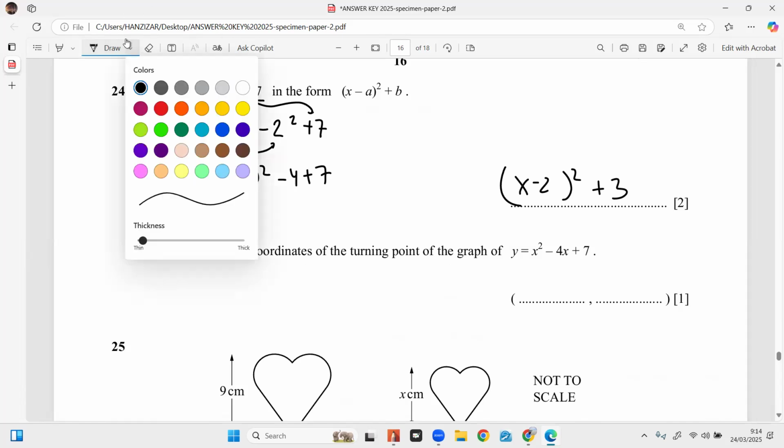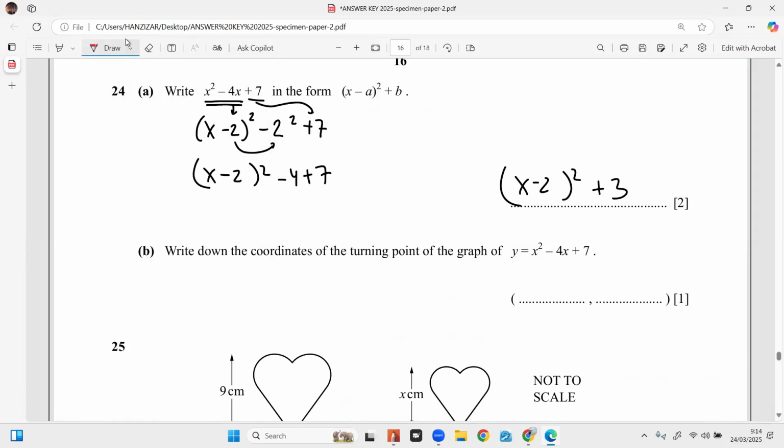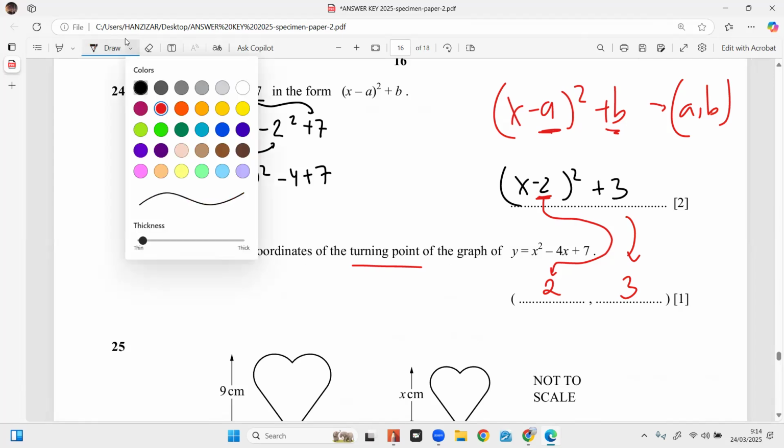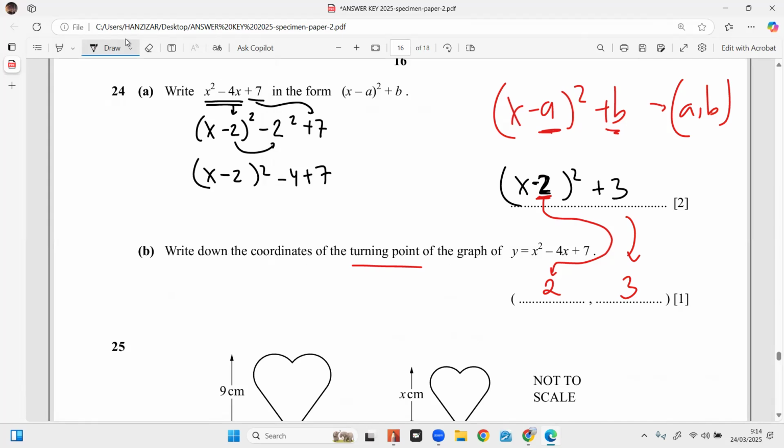Now, guys, please focus on the hard question. If we have the coordinates of the turning point, just pick this. Because the formula is x minus a bracket square plus b. The turning point is a comma b or h comma k. But we do a comma b. Just follow along. If it is negative, the a is negative, take the positive. B follow.